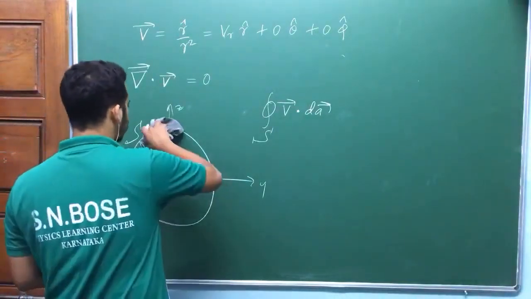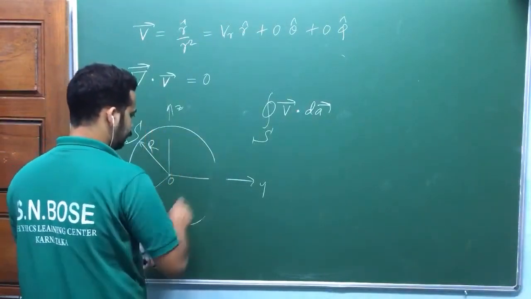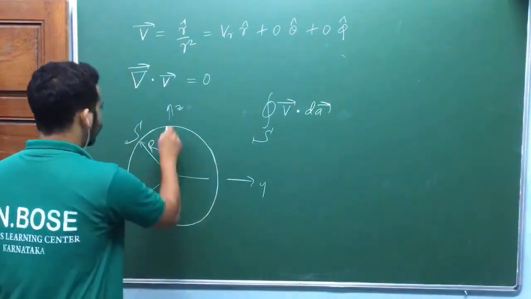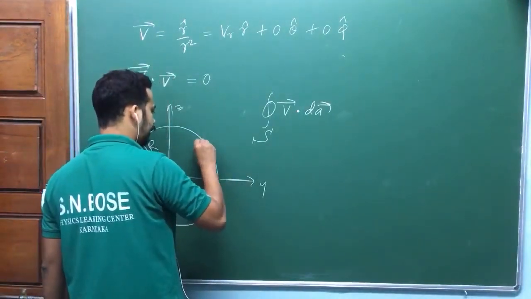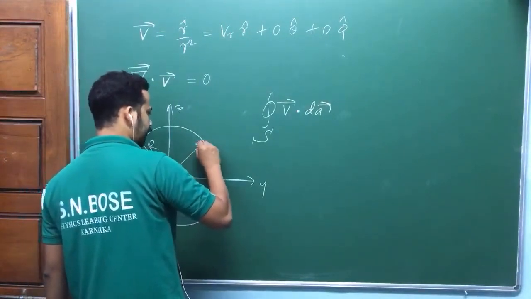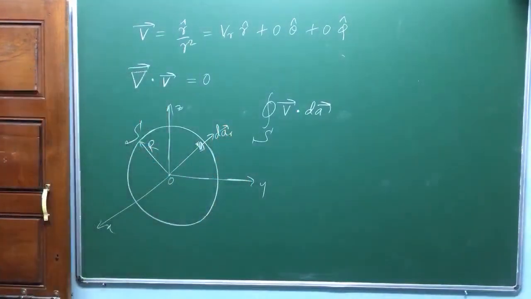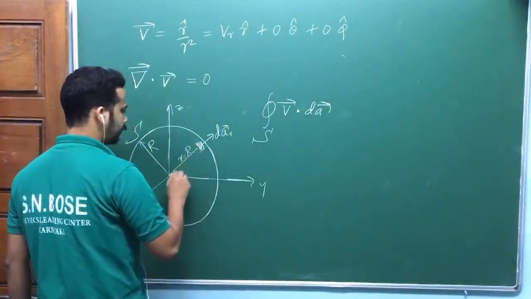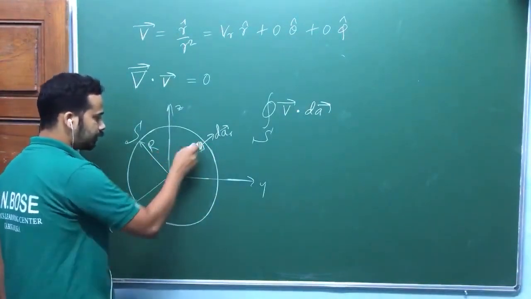So see the surface of the sphere. If you take a patch of area dA and draw the dA vector, that dA vector will be along the r cap direction. Am I right? Can you imagine that? This distance r is equal to capital R here, from the origin to the surface. That's the radius.